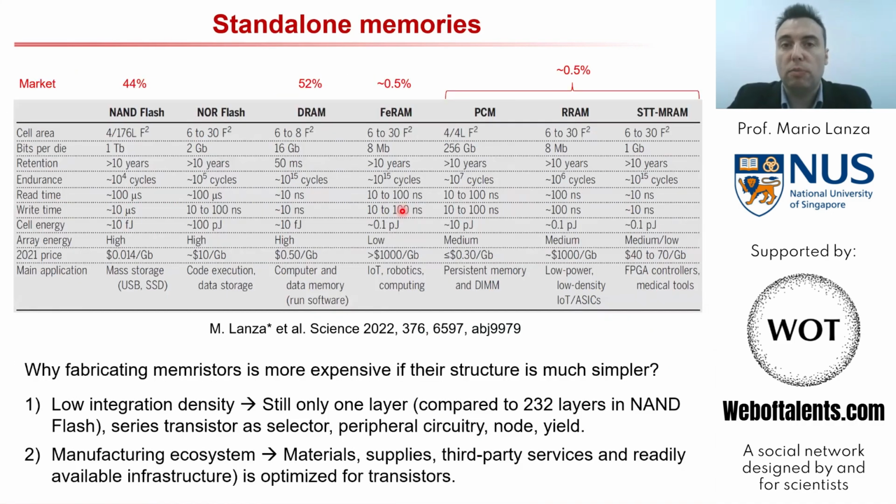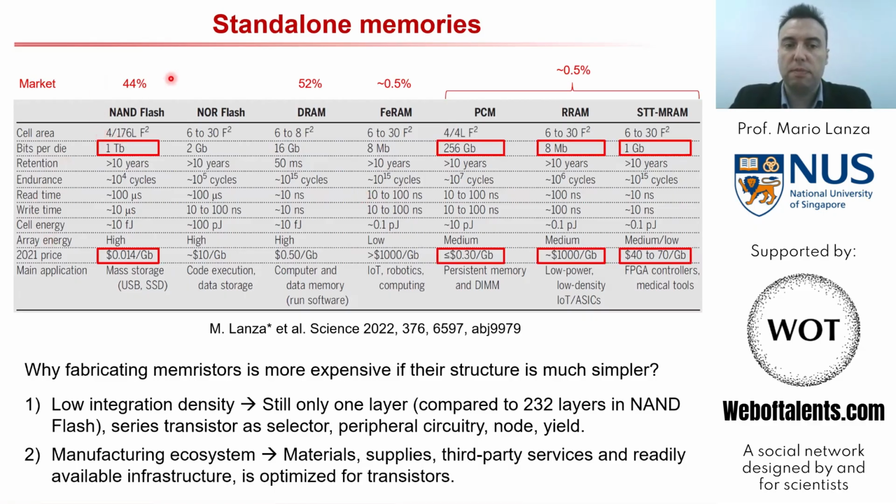If we are going to talk about commercialization of memristors, we need to take into account two different sectors. The first one is the one of standalone memories. In this sector, memristors normally compete with other non-volatile memory, and the flagship memory is the NAND flash. And as we can see in this table, the cost of memristors per gigabyte is much higher.